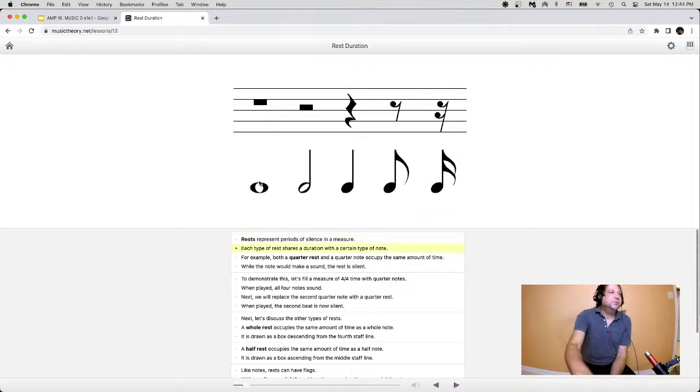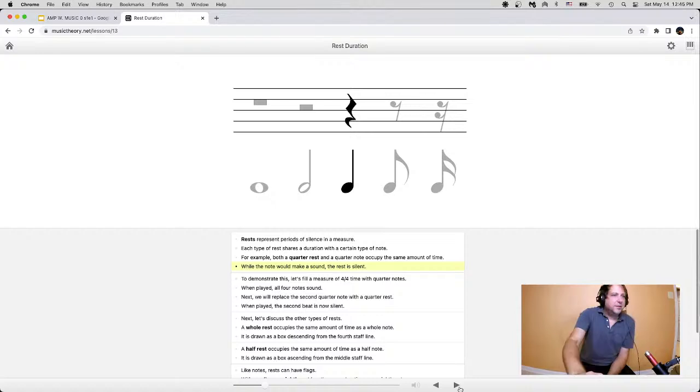So now we have 4, and these are all 4 beats. So this one is 1, 2, 3, 4. Right? We remove that second beat and turn it into a rest. We get 1, 2, 3, 4. We can keep doing that, adding more rests as well. That's the whole rest. It takes up 4 beats.